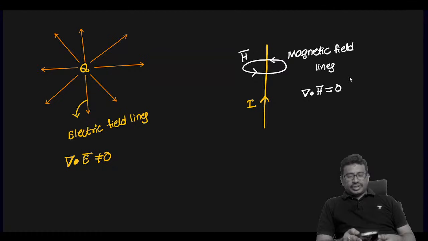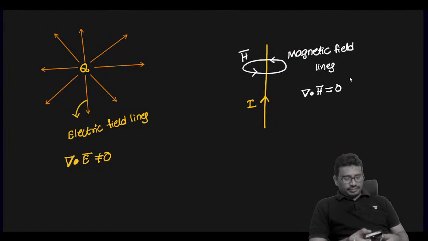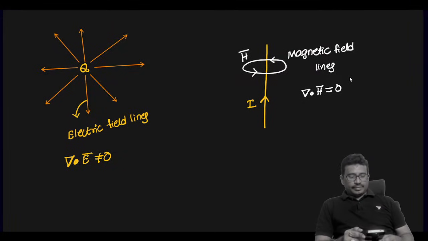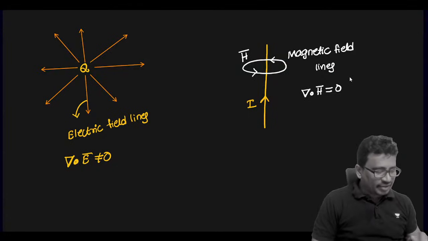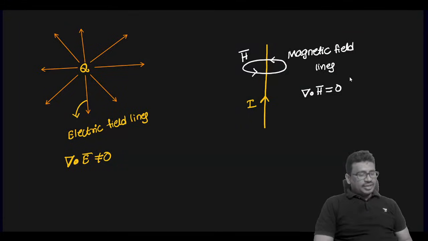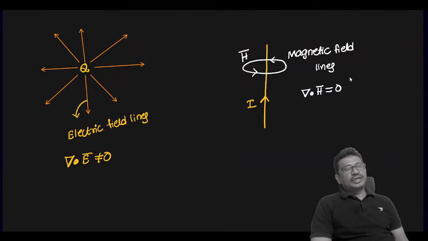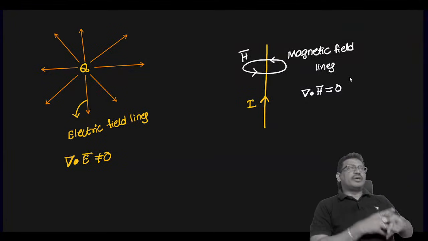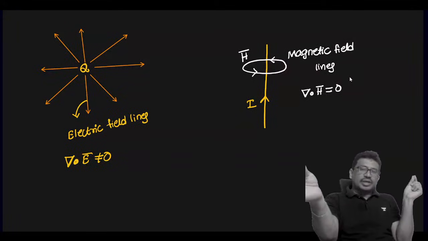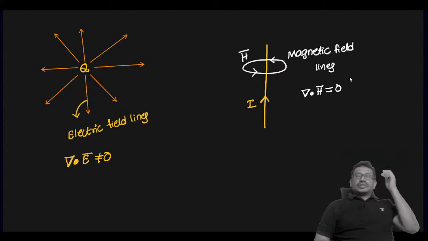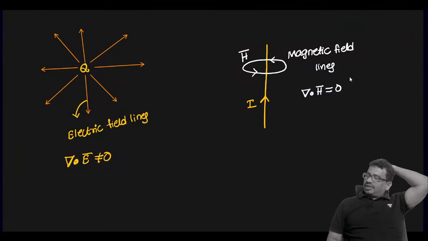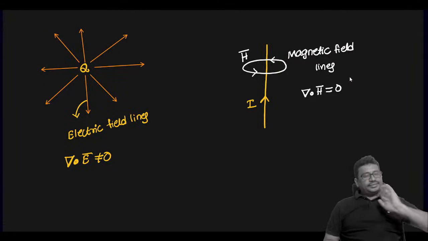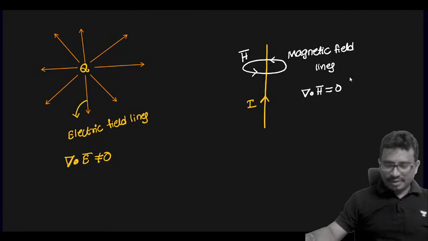Is this point understood? All of you tell me. Since the electric field is a diverging field, the divergence of the electric field is non-zero. But magnetic field lines are not diverging. Magnetic lines are always around the conductor. Those lines cannot move away from the conductor. So that's why the divergence of the magnetic field is always 0.